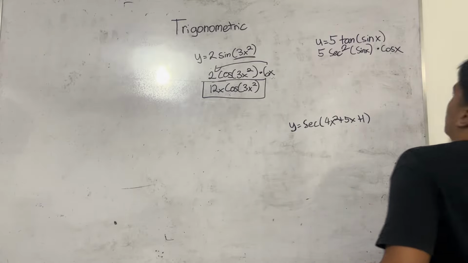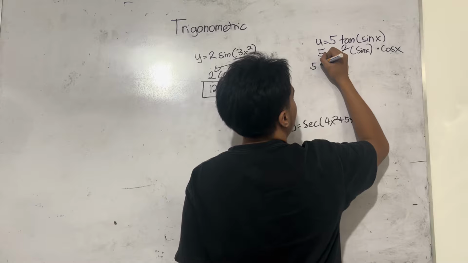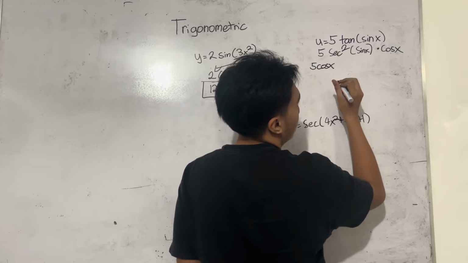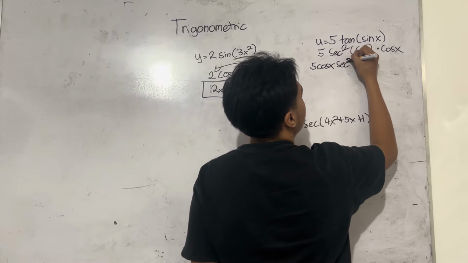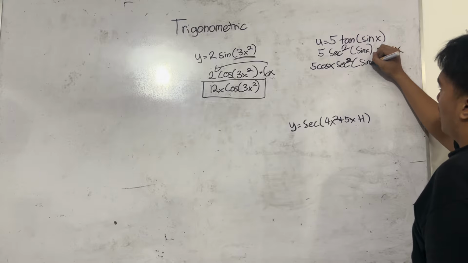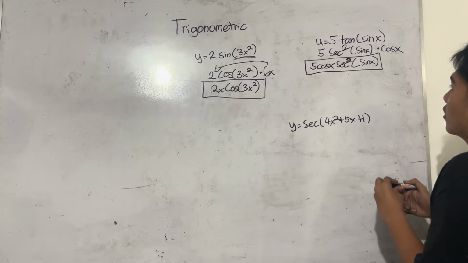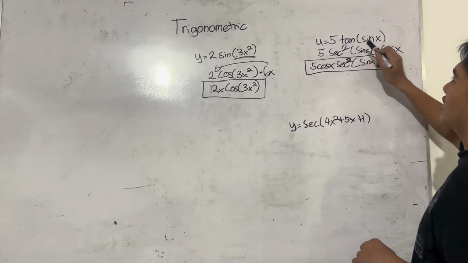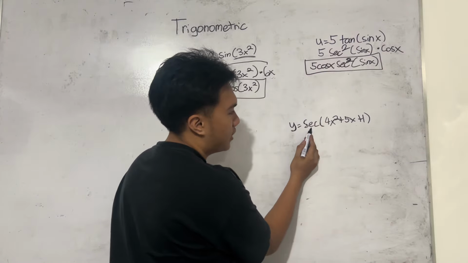Now that we got the derivative of sine x, we multiply this cos x into our coefficient, which is 5. So 5 cos x times 5 gives us 5 cos x times the secant squared of sine x. There. This is our answer for the equation 5 tan sine x. Now, let's move on to our last equation, secant.